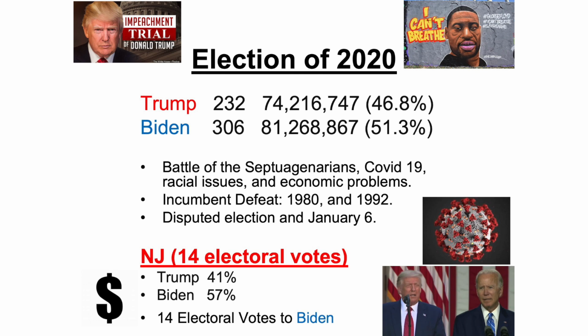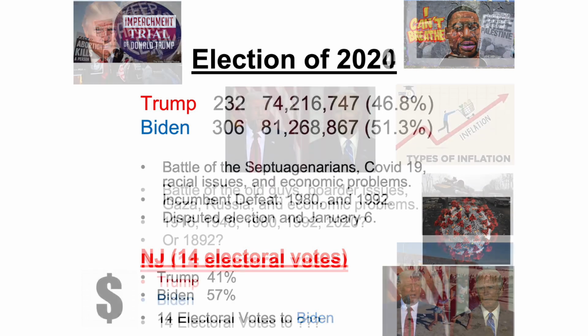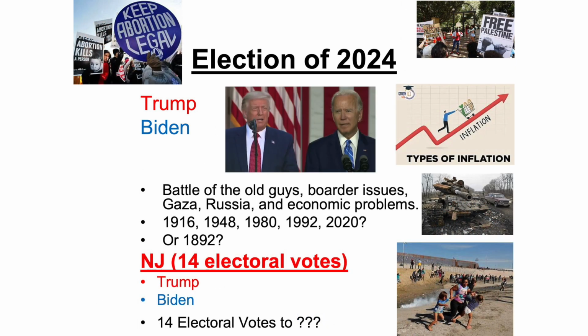But now we have to figure out what's going to happen in the next election, which is the big key here. This is the battle of the old guys, border issues, Gaza, Russia, economic problems. Is it going to be 16? Is it going to be 48? Is it going to be 1980? Is it 92? Is it 2020? Is it 1892, where the person who was president before gets re-elected and there was somebody in between?